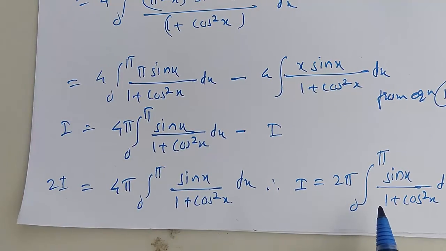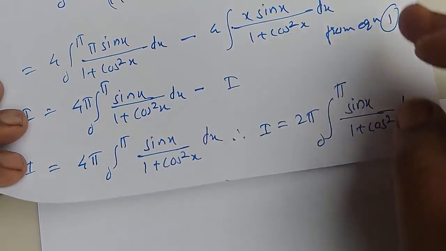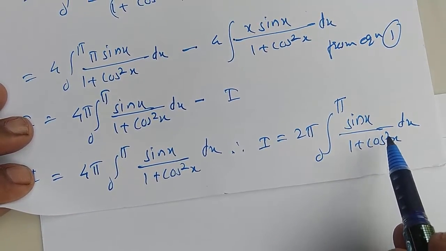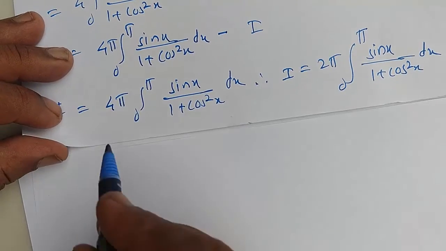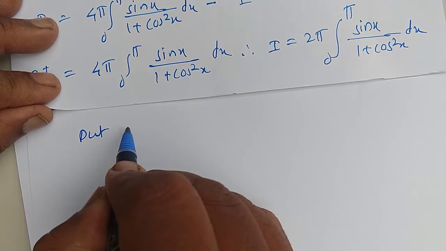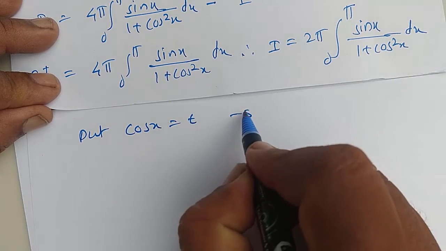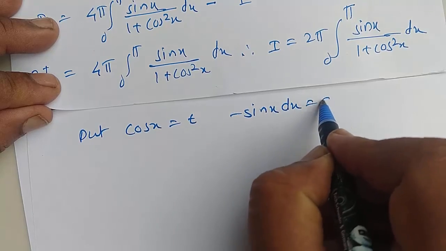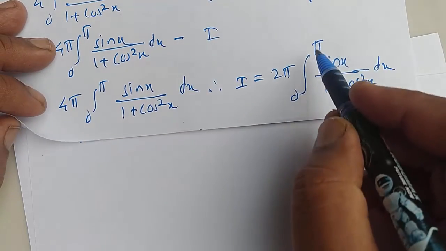Now we evaluate this integration. Here we take cos x equal to t, since its derivative has sin x. So put cos x is equal to t, its derivative minus sin x dx is equal to dt. Now we have to change its limits.